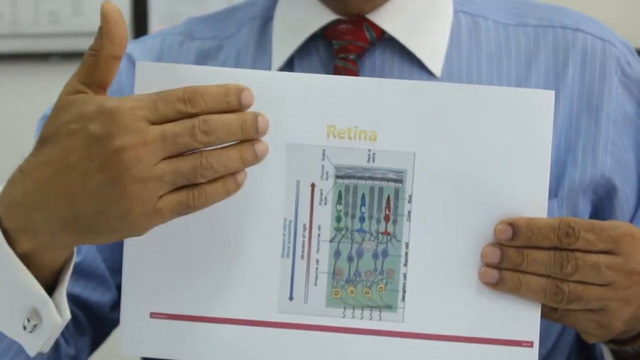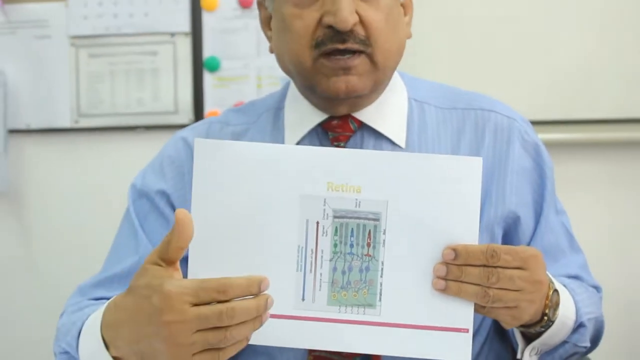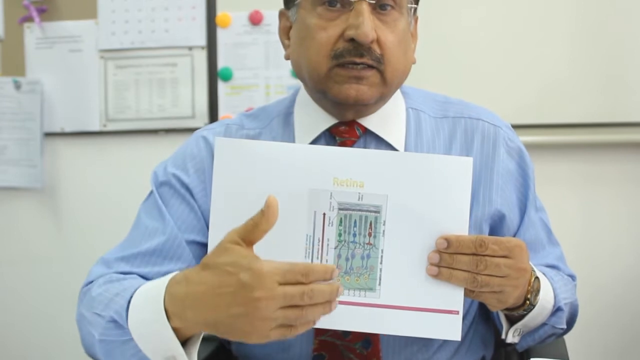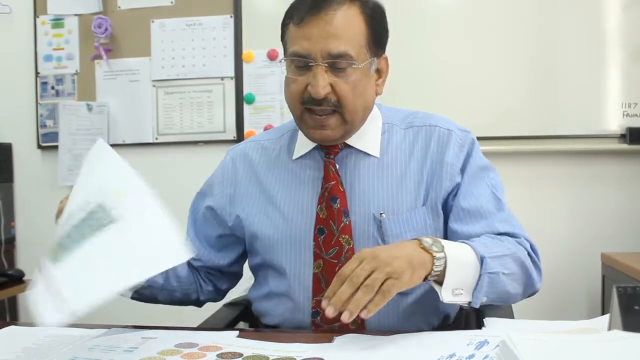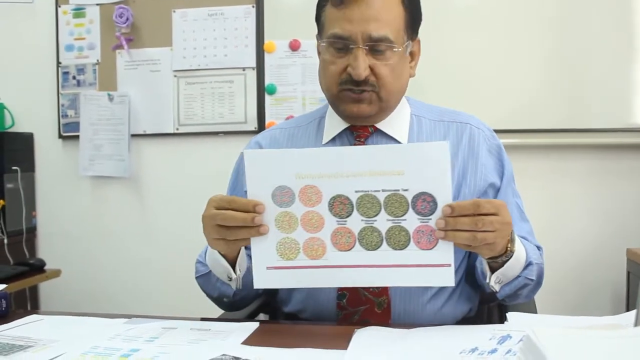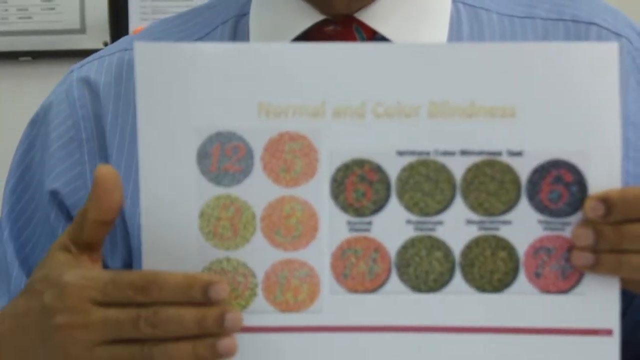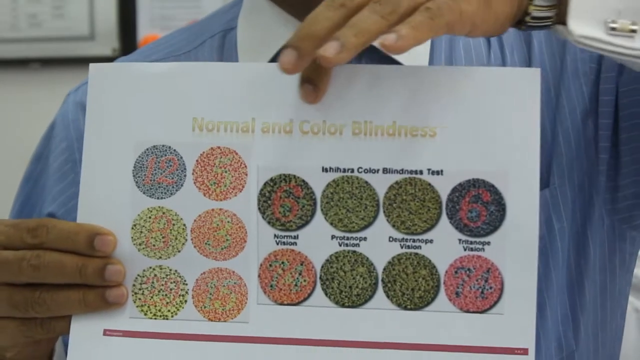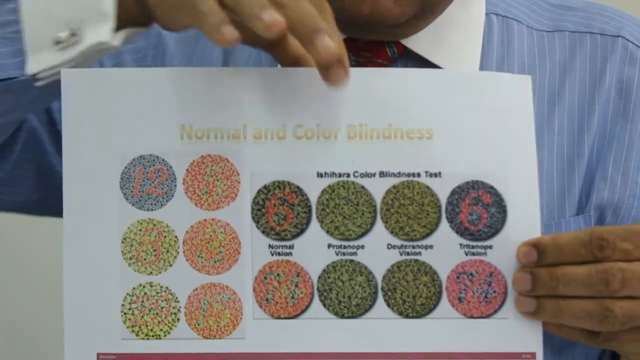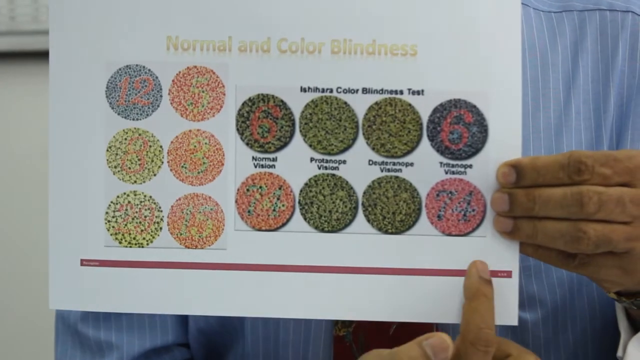Suppose the red cone is absent, then you have protanopia. If you have green absence, then you have deuteranopia. If you have blue absent, then you have tritanopia. And now let me show you the Ishihara chart. This is how a normal person looks at the Ishihara chart. But if you have color blindness, then this is what you're going to see. This is protanopia, this is deuteranopia, and this is tritanopia.